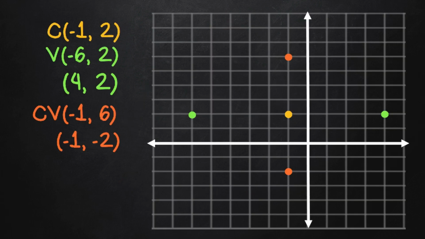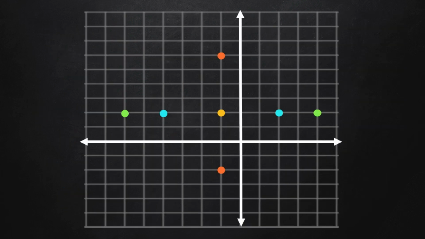We will now plot the points horizontally 3 units from the center. Let's count 1, 2, 3. So the focus will be at negative 4, 2. Another 1, 2, 3. The second focus will be at 2, 2. After plotting, we will now make an ellipse.